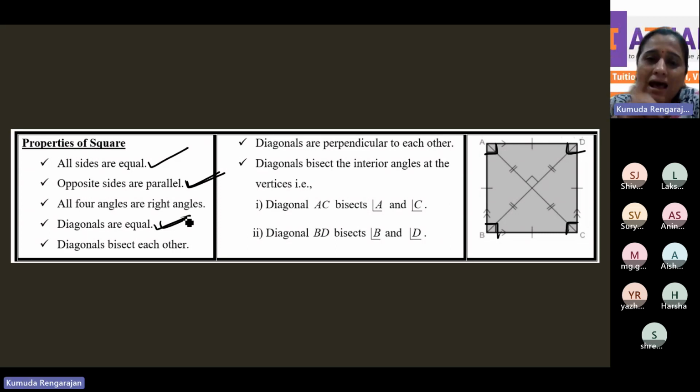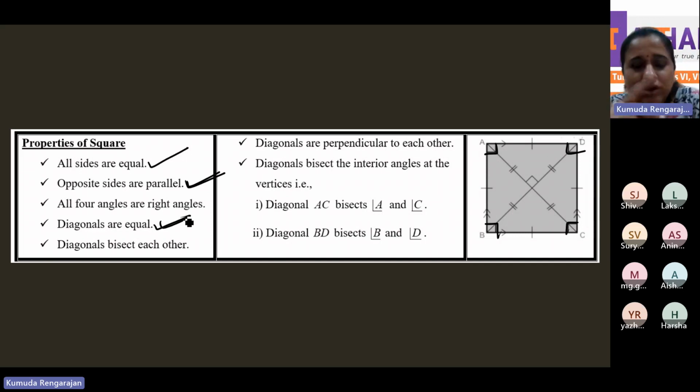But in a parallelogram and in a rectangle, since only opposite sides are equal, diagonals will not be equal there. Diagonals are unequal. In a rhombus and in a square, all the sides are equal and diagonals are also equal. You can remember like that.